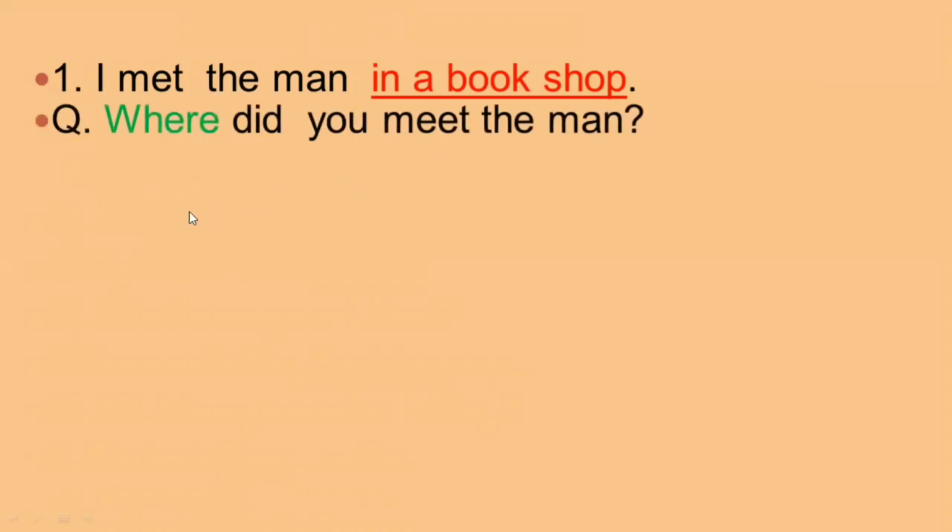I met the man in a bookshop. So look at the underlined word. Yes, the underlined word indicates place. So the WH word will be what? Where, yes. Then there is no auxiliary verb here, so you have to take do, does, did. As the main verb is in the past tense, you have to take did. So, where did? Then instead of I, you have to take you. Where did you? Then the present form of the verb meet. Then, where did you meet the man?